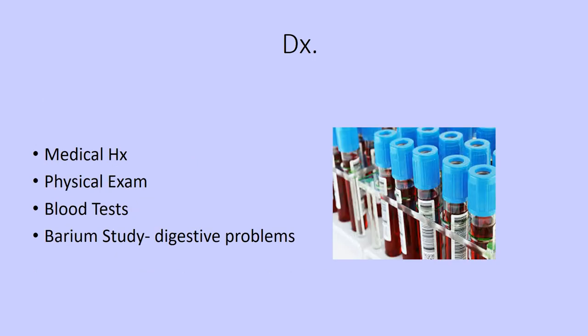So for diagnosis, you're going to do a medical history. You're going to do a physical exam to be able to see the signs and symptoms. Your physician is going to order some blood work to determine what the iron level is, and they're also going to do a barium study in order to find digestive problems to make sure that you aren't having an absorption issue.